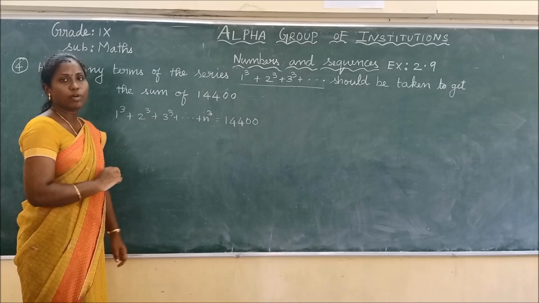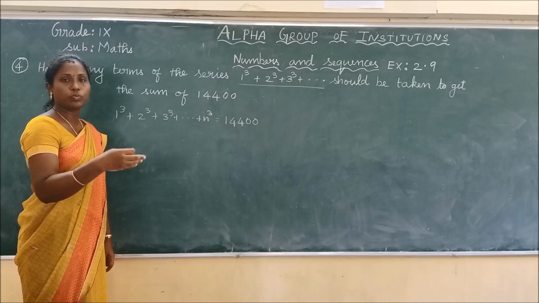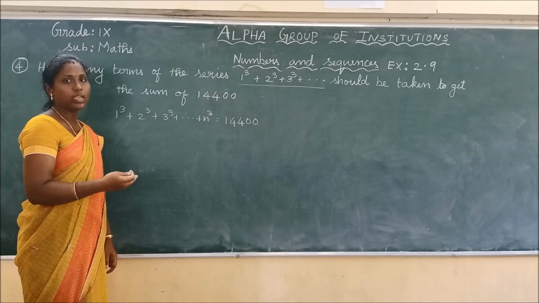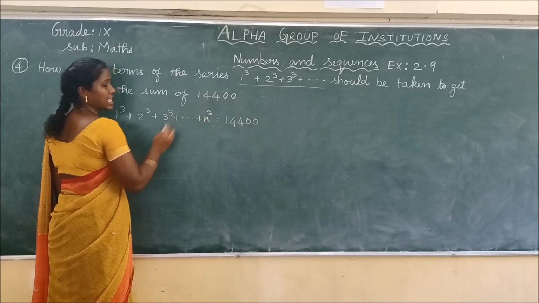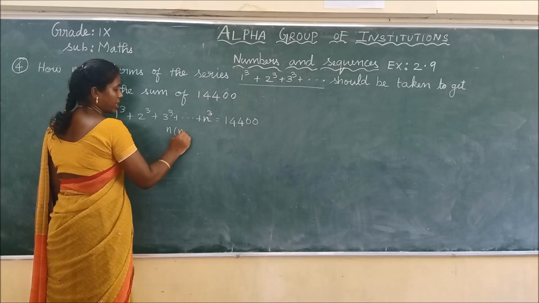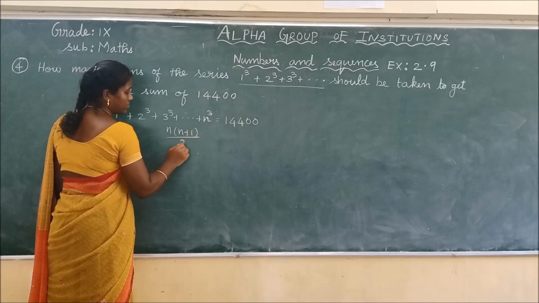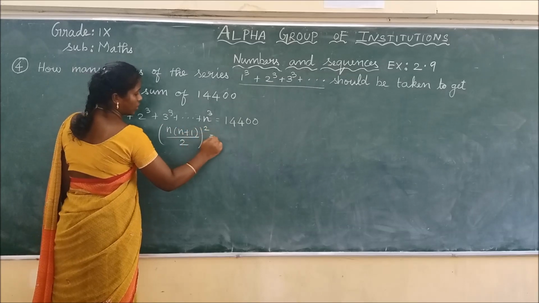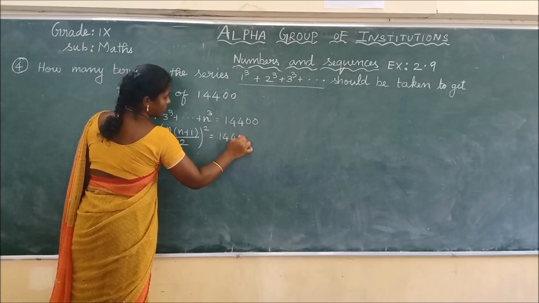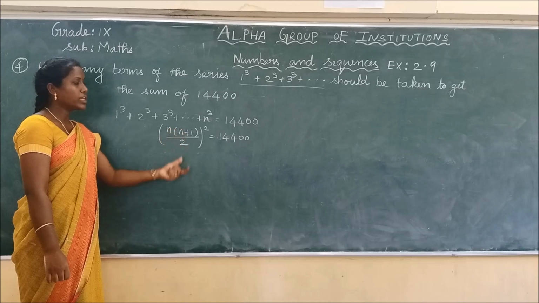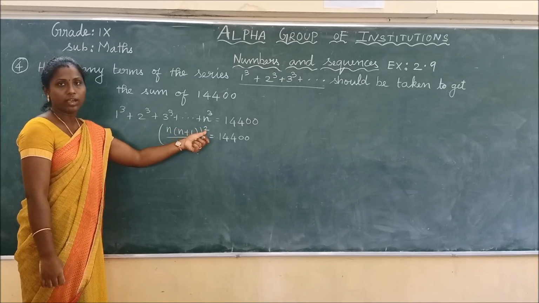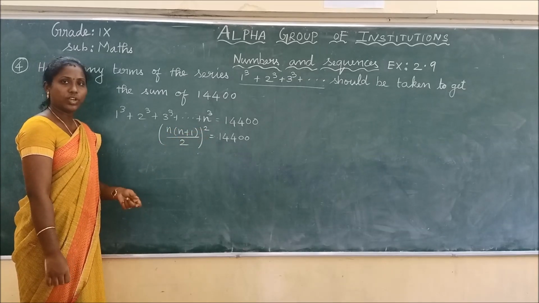The given series is a cubic series: 1 cube, 2 cube, cubic numbers. So what's the formula? If the last term I am taking here is n, we can expand it in the form of n into n plus 1 by 2 the whole square is equal to 14400. Yes, we have to find the value of n. So how to do the calculation? First we have to remove the square, then only we can do the calculation for n.